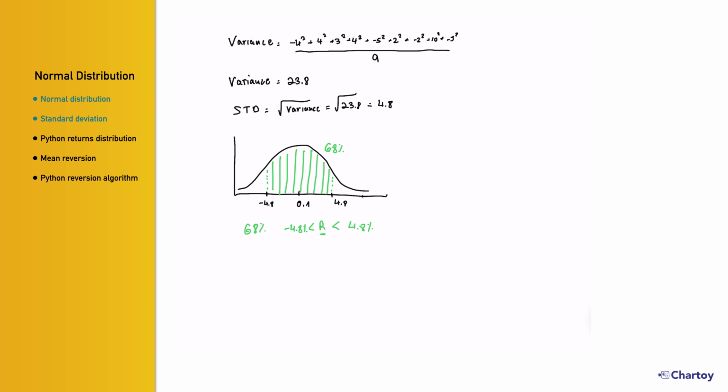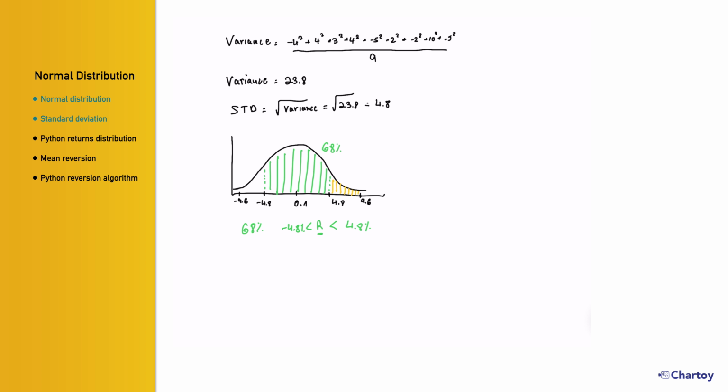Now, we can also print here the two standard deviations, which are 9.6 and -9.6. Those are two standard deviations. And as you remember, we said that within two standard deviations we can find 95% of the data. So 95% of our data points are going to be between two standard deviations, and 68% of the data points are going to be between plus and minus one standard deviation.